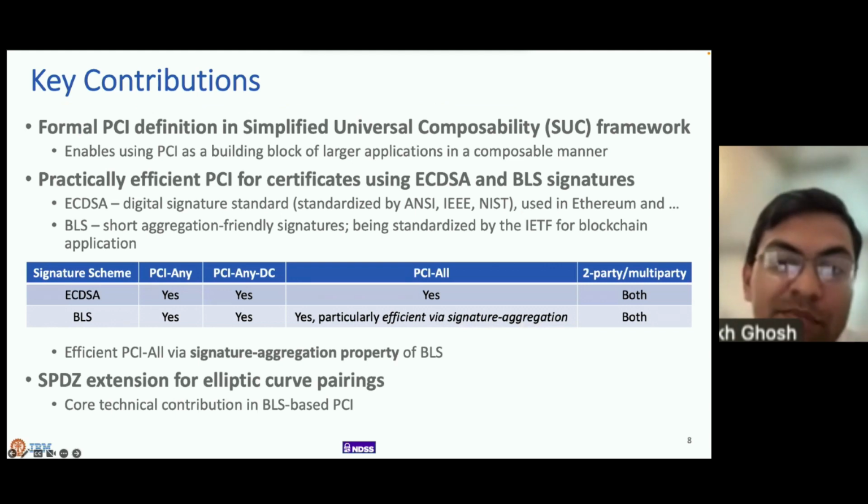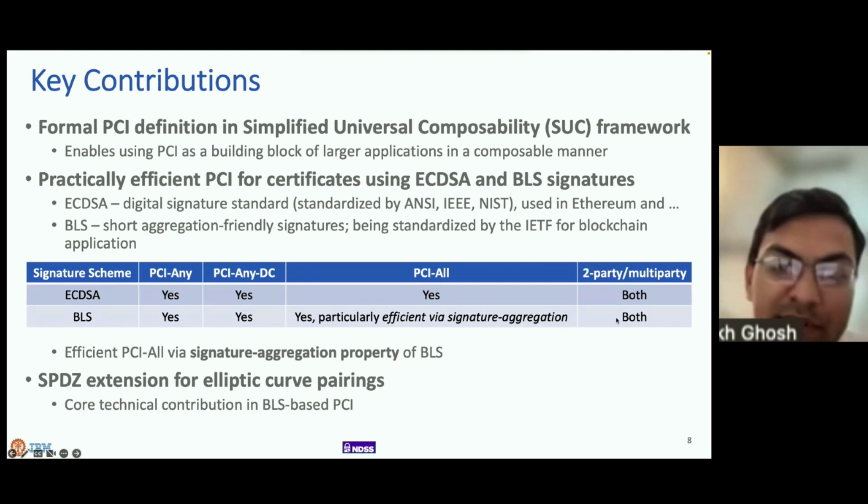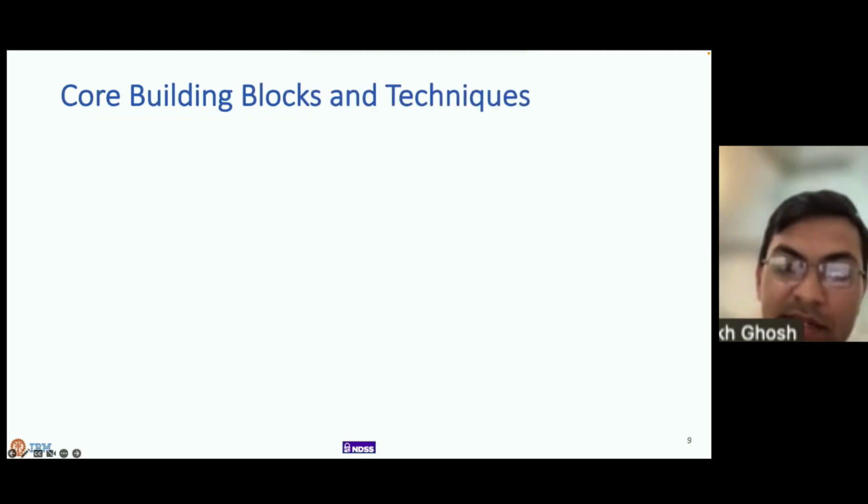So we designed PCI-Any, PCI-Any DC, as well as PCI-All protocols for both ECDSA and BLS signature schemes. The BLS PCI-All protocol is particularly efficient because of the signature aggregation property. We propose the protocols for two parties, and we also provide extensions to the multi-party variants. Please have a look at the paper for more details.